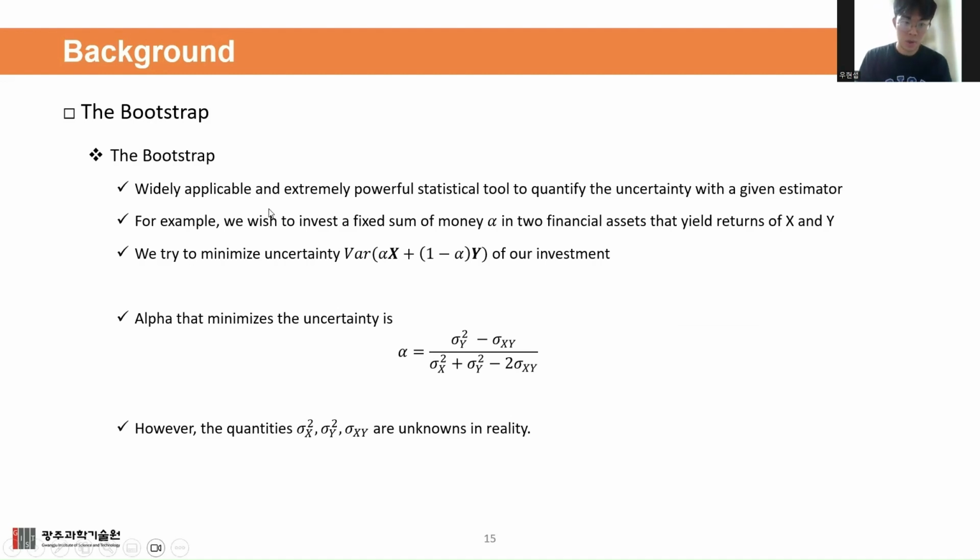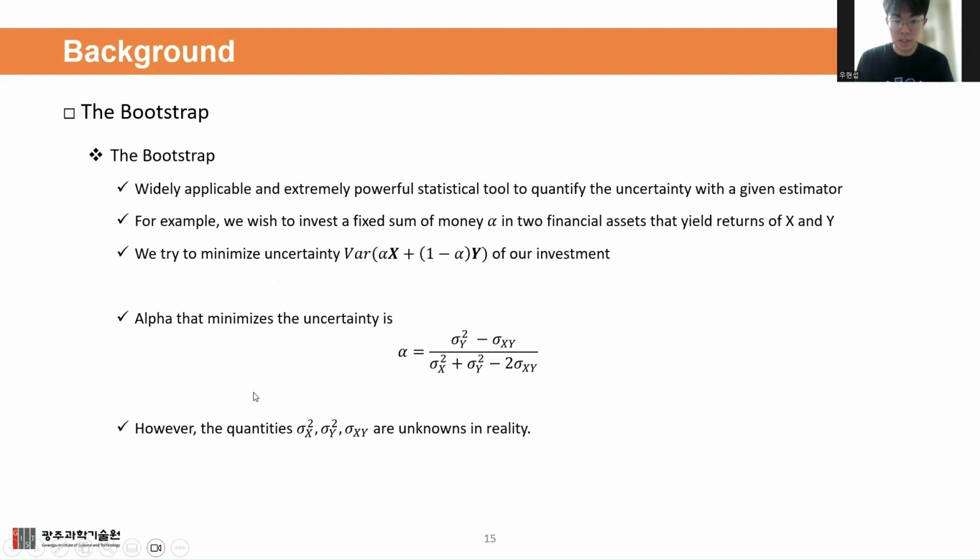For example, we wish to invest a fixed sum of money into two financial assets whose returns are X and Y. In terms of investment, we try to minimize the uncertainty, which is the variance of the revenue, expressed here as alpha X plus 1 minus alpha times Y. So we have to decrease this variance, and actually we can derive the alpha that minimizes the uncertainty like this.